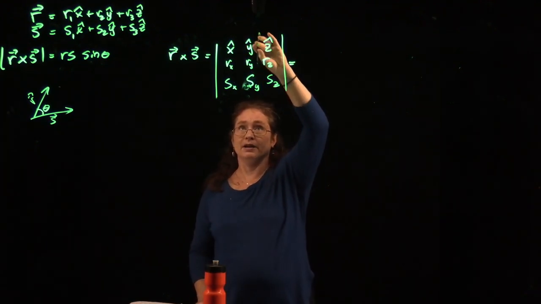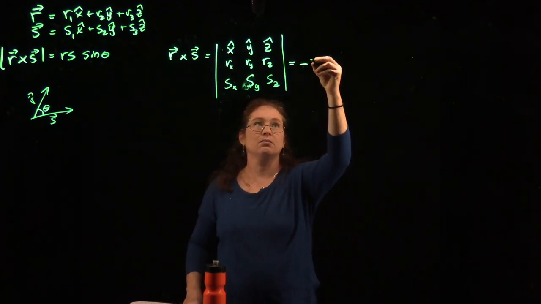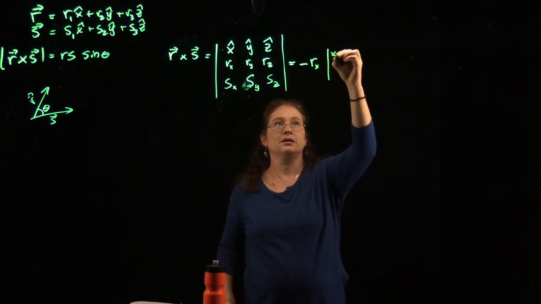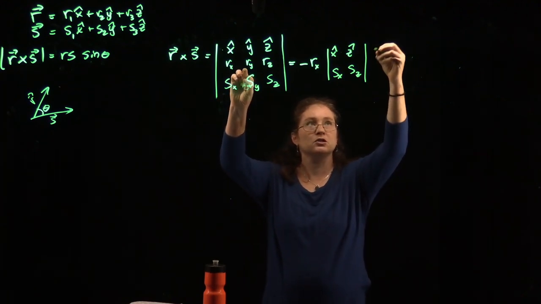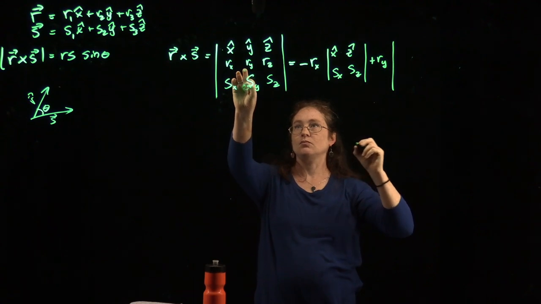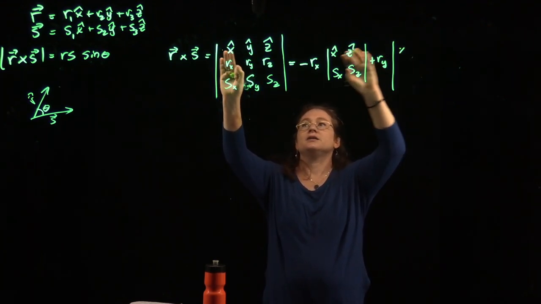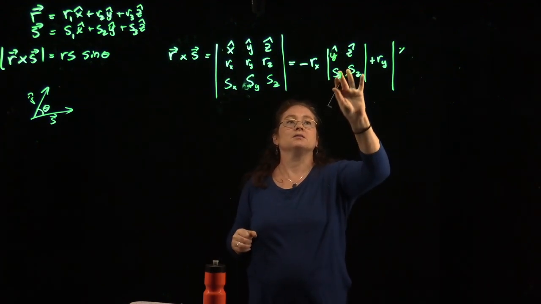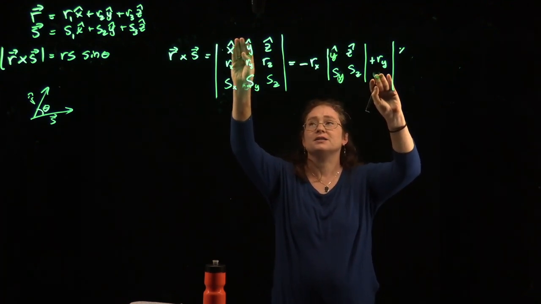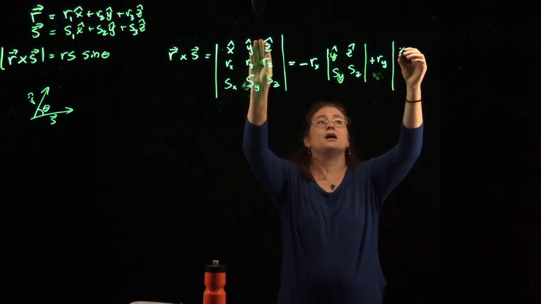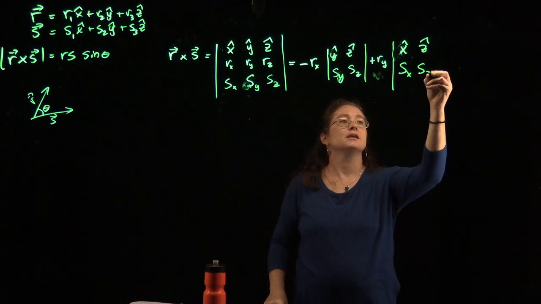So let me expand about this row. So this is a plus, this is a minus. So I'm going to do minus Rx, and then I am left with x hat, z hat, Sx, Sz, and then I move one spot over, so it's a plus Ry, and then I am left with, let's see, I did this incorrectly. These should be y's, y hat, Sy, because I should have done these two. And then, all right, plus, so I should always have an x, a y, and a z. So then I expand about this column. So now I have x hat, z hat, and Sx, Sz.